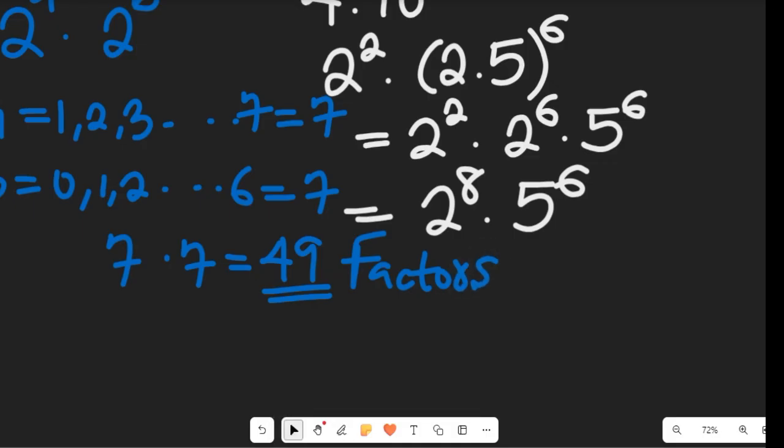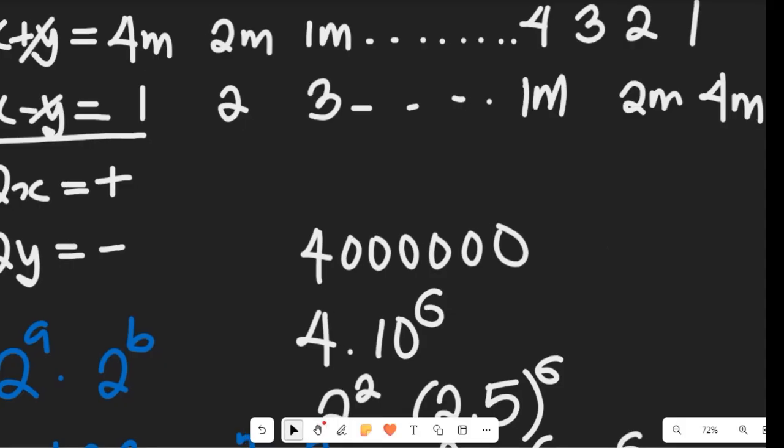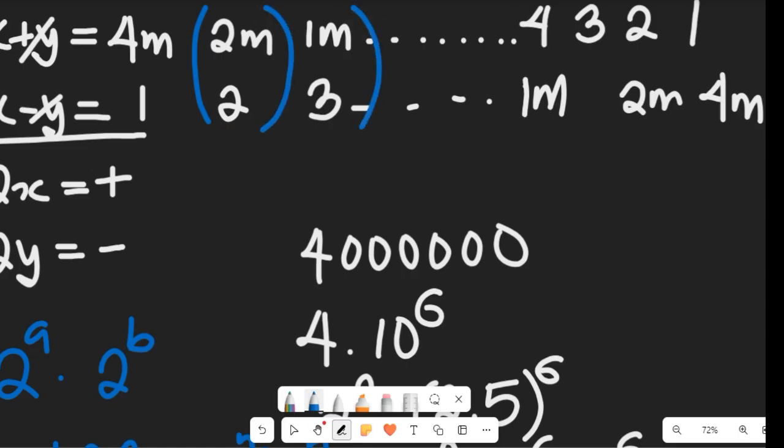What does this mean? It means that if I find the pairs of these expressions, x plus y and x minus y, ranging from 4 million to 1 and from 1 to 4 million, I can have them as a pair, and all these pairs will give me 49 factors.